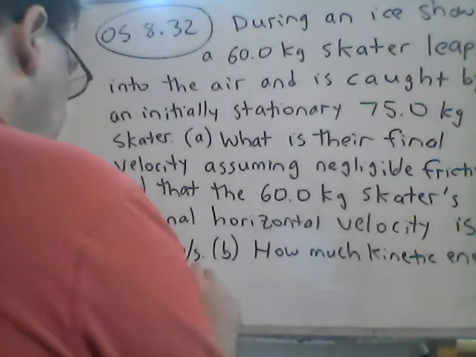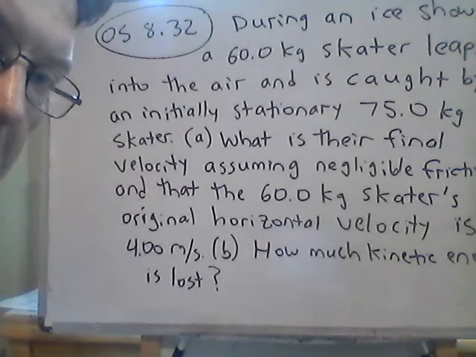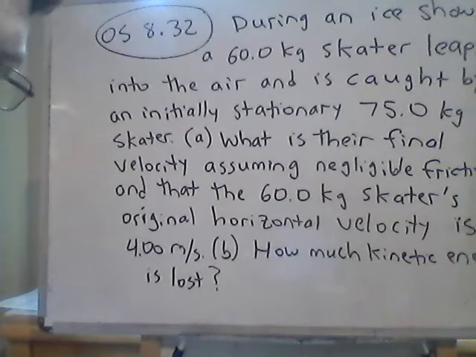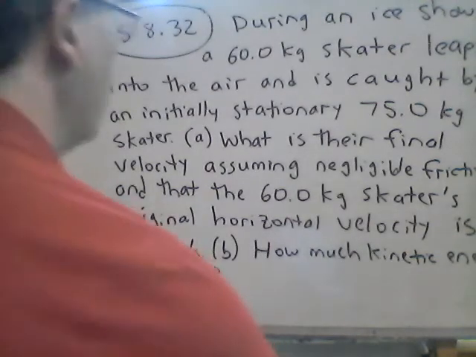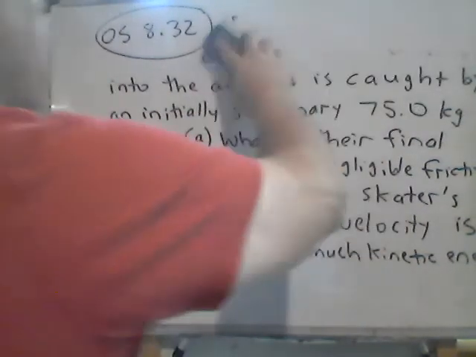Okay. During an ice show, a 60.0-kilogram skater leaps into the air and is caught by an initially stationary 75.0-kilogram skater. A, what is their final velocity, assuming negligible friction and that the 60-kilogram skater's original horizontal velocity is 4.00 meters per second? And B, how much kinetic energy is lost? Hang on, let me write this. Half the words are off the side here. All right. Let me rewrite this.